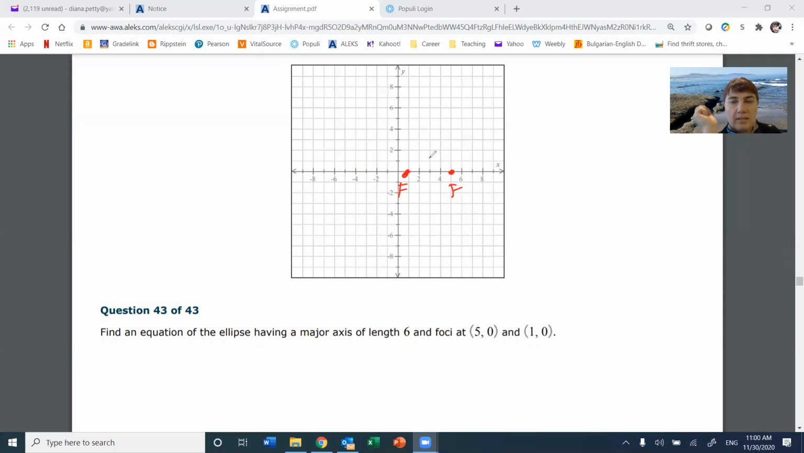The major axis has a length of 6. So what is the difference between the 5 and 1? It's 4, right? If this is 4 right here, since the major axis has length of 6, I have 2 left total. So I have 1 on each side. This is all I have, because the major axis is 6. And when I did the foci, I got 5 and 1. So the difference is 4. So I have 1 on each side. So here you go.